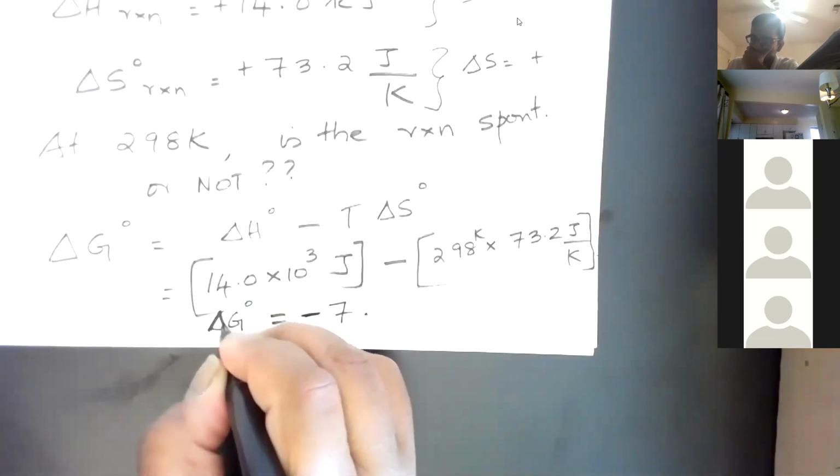What is the answer? We know that it does dissolve, so delta G must be negative, but what is the answer that you get? Negative 7,813.6. Okay, so let's do 3 sig figs and scientific notation. What is it, negative 7.8 times what? 10 to the 3 joules, okay?